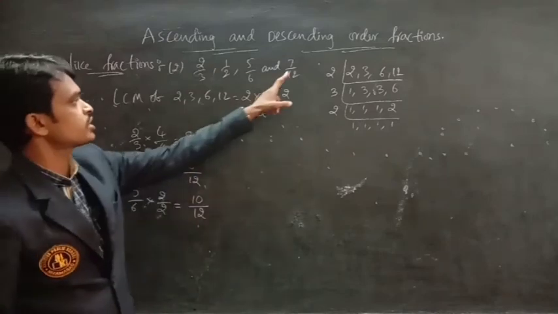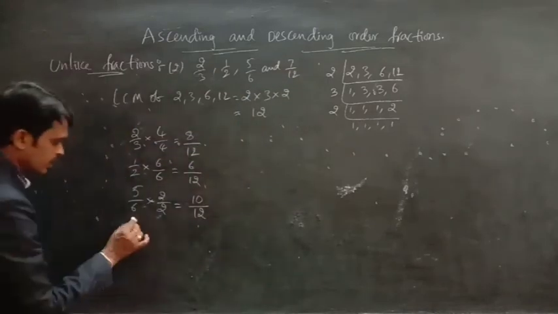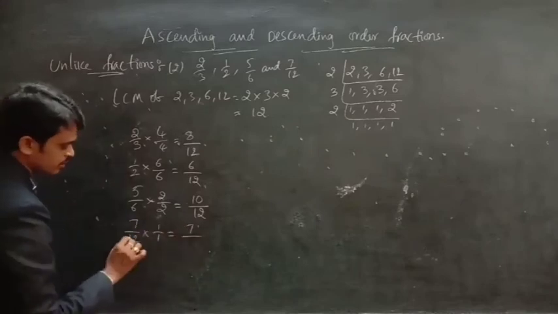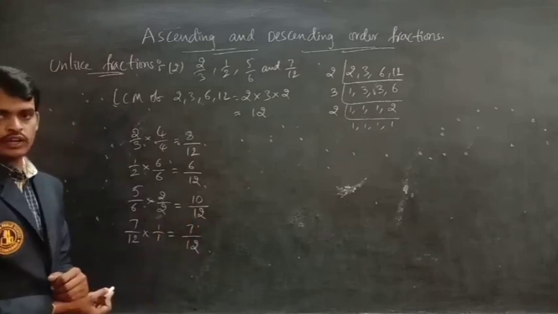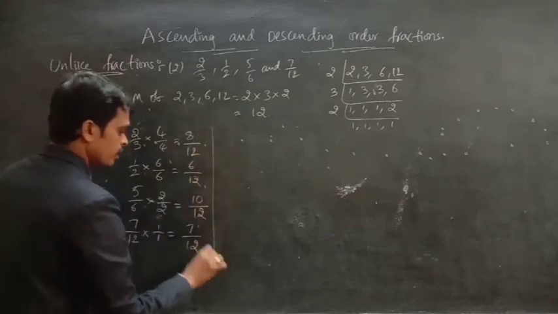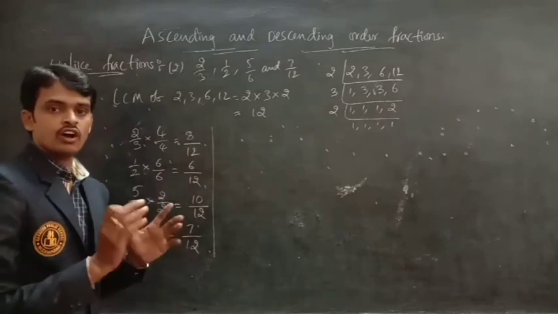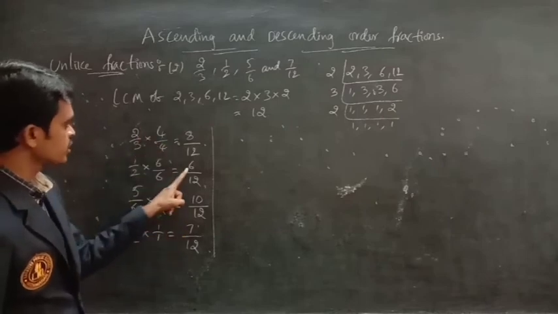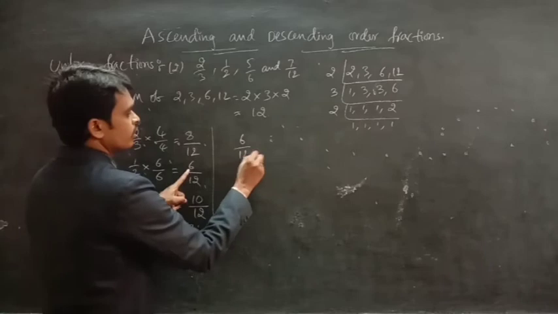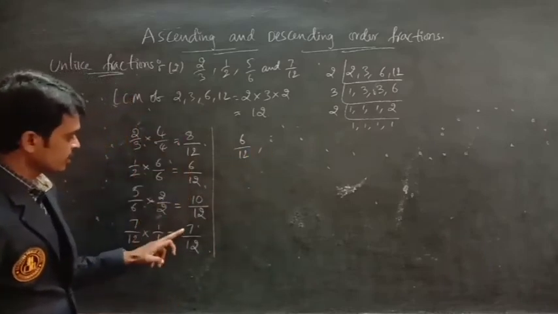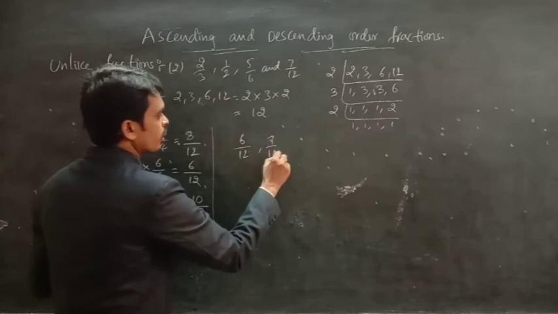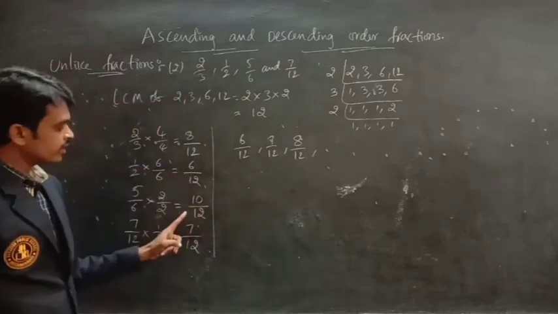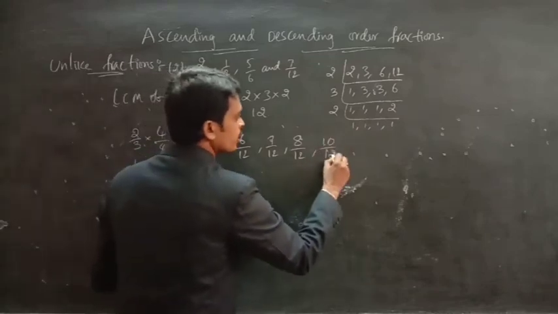Now the last fraction is 7 by 12. We will write it as it is, and for formality we will multiply with 1. So 7 ones are 7, by 12 ones are 12. Now these fractions we should write in order. Which fraction is the least? Yes, 6 by 12 is the least. After that, 7 by 12. After that, 8 by 12. After that, 10 by 12.